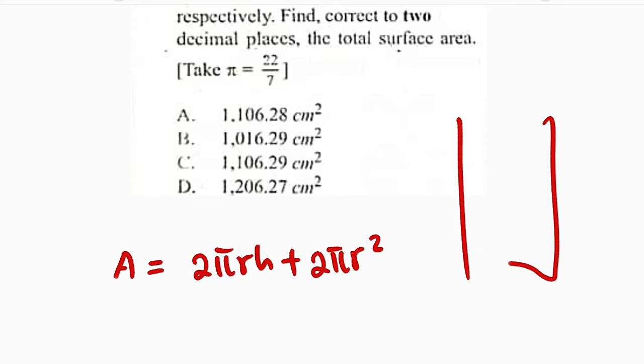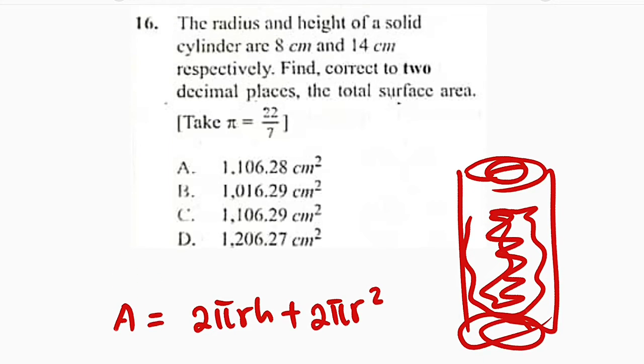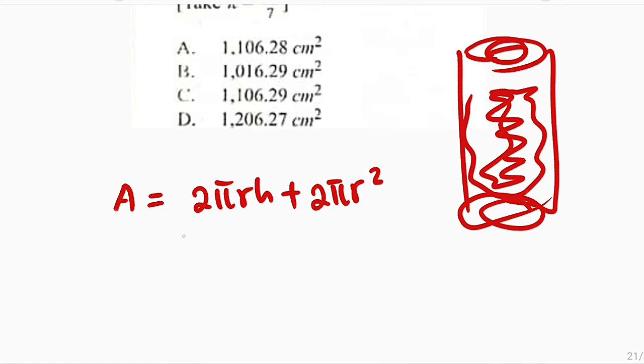What I mean is this: if you have a cylinder like this, this is the curved surface area, which is 2 pi RH, and we have a circle at the top, which is pi r squared, and another circle at the bottom, pi r squared, making 2 pi r squared. So let us substitute everything here. We have this equal to 2 multiplied by 22 divided by 7, because that's what they say we should use as our pi.